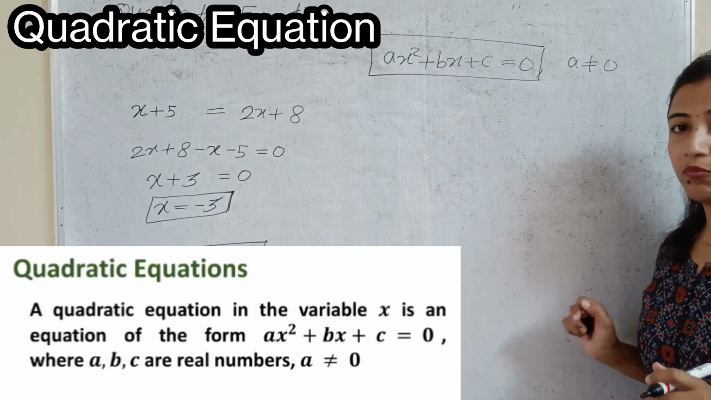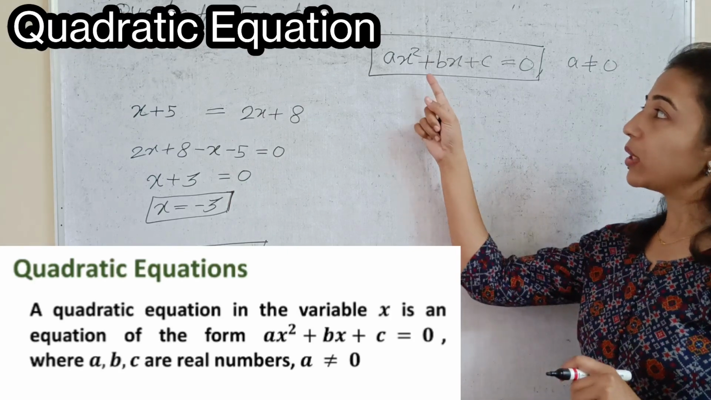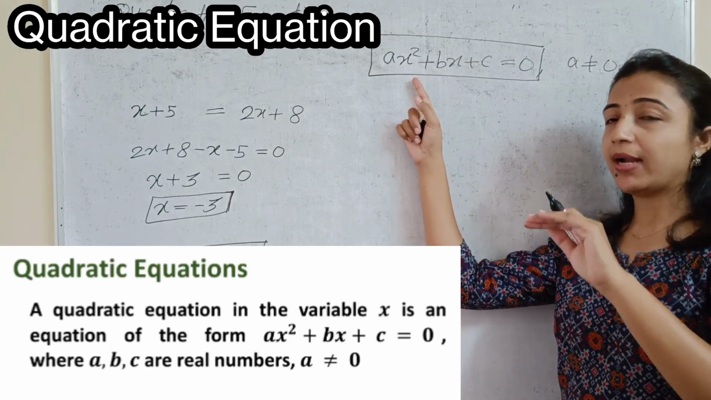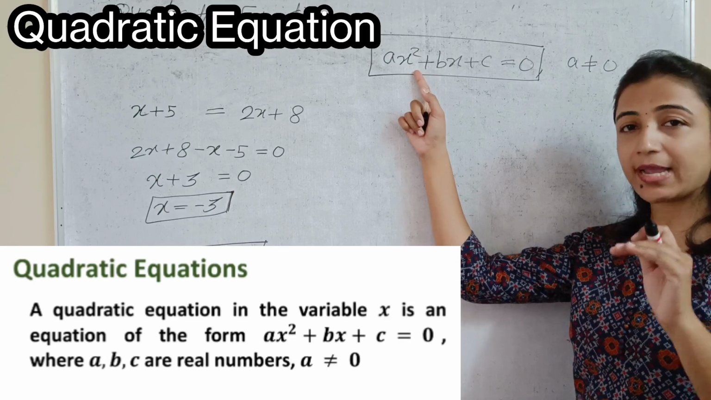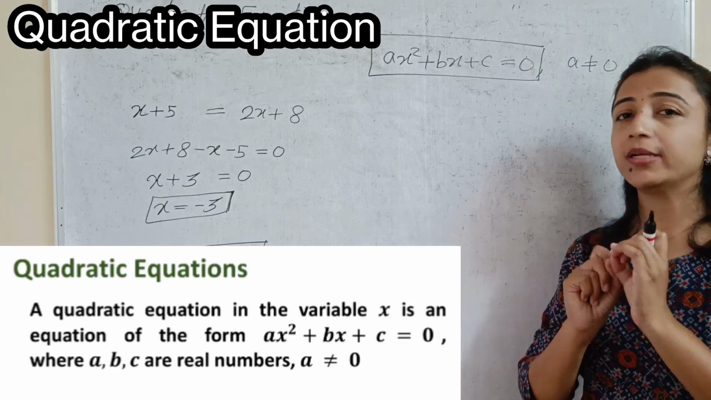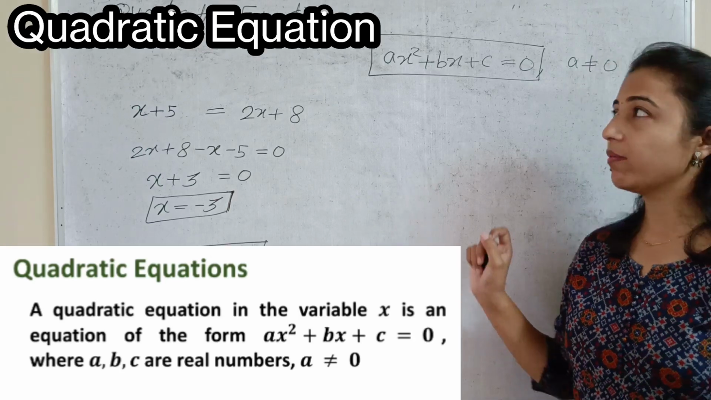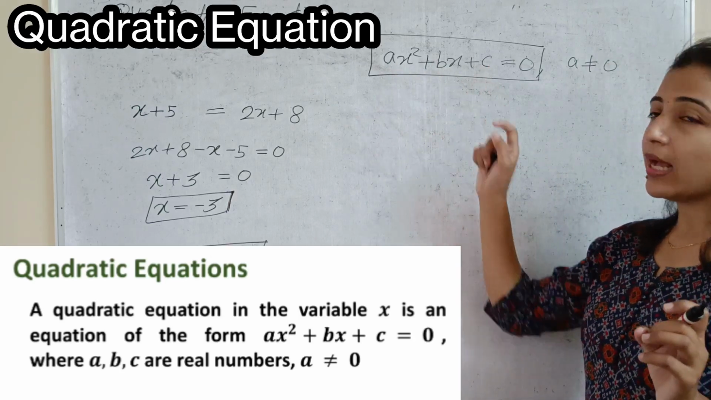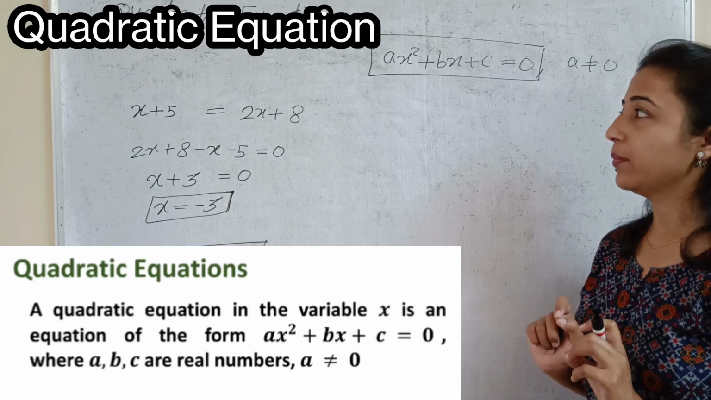This is a standard form. Why are we saying standard? Because here the powers of x are written in decreasing order. The first term is x square, then x, then the constant. When we write in this form, it is called the standard form of a quadratic equation. And a, b, c are any real numbers.